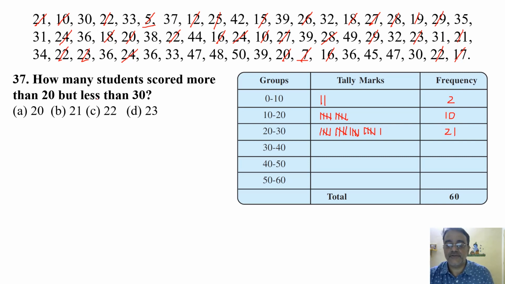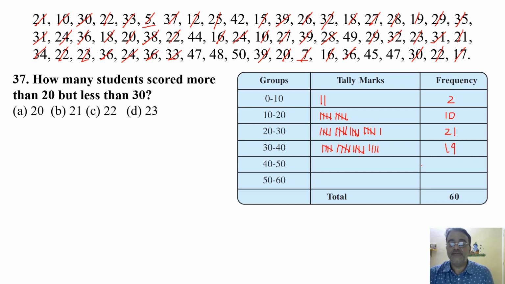30 you can include, 40 you should not include. So 1, 2, 3, up to 18. One more, 19. Let me recount: 1, 2, 3, up to 19. So we are going to get 19 here.